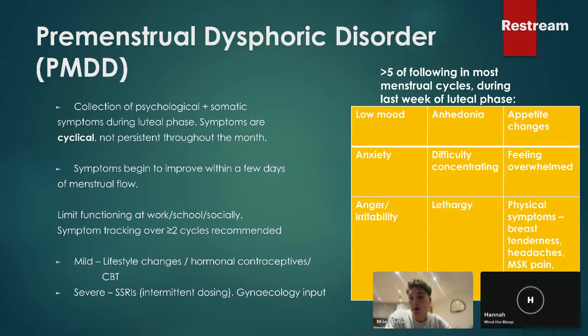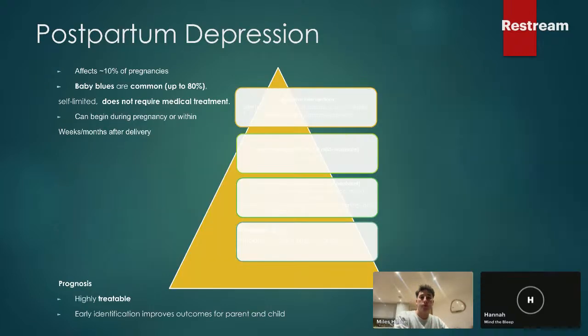In terms of treatment, for mild PMDD, we would recommend lifestyle changes, hormonal contraceptives, CBT. And for more severe PMDD, we could look at SSRIs, and what we do is called intermittent dosing. So that's only dosing during the luteal phase, as well as possibly getting some gynecological input as well. There's something missing there, but moving on to postpartum depression.